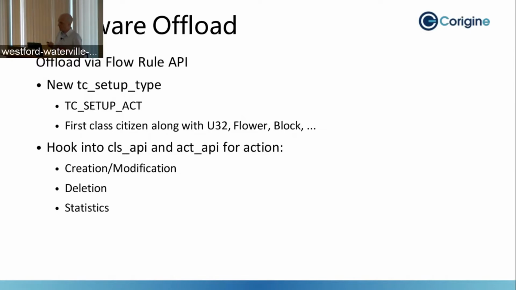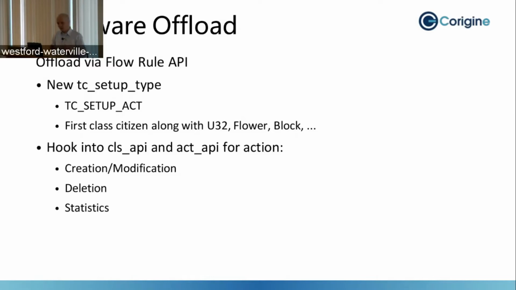Well, the design that I came up with is essentially to extend the hardware offload portion of TC, which is called the flow rule API. And my design is to create a new top-level object. A top-level object might be, say, a U32 classifier instance, or in the case of OVS, you would use a flower classifier instance. There are others too. What I wanted to do was to be able to use the same mechanism, but instead of it being an instance of a classifier, to be an action. And so we create TC setup action to achieve that goal.